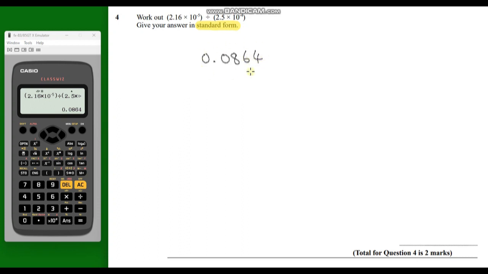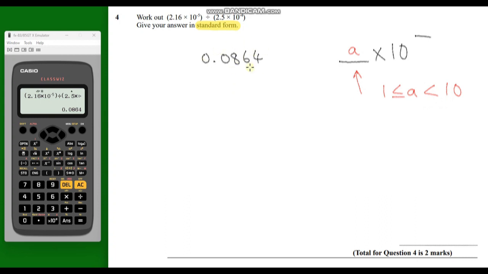0.0864. Now we need to write this in standard form. Just as a reminder, whenever we write something in standard form, it's going to be something multiplied by 10 to the power of something. This value, what we put in here, has to be between 1 and 10, but it can't equal 10. If I give that a letter A, it has to be greater than or equal to 1. It can equal 1, but it has to be less than 10.